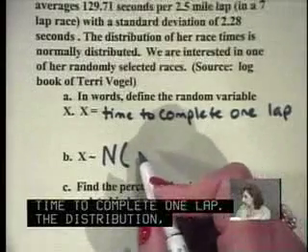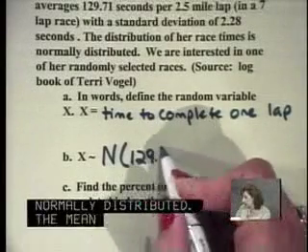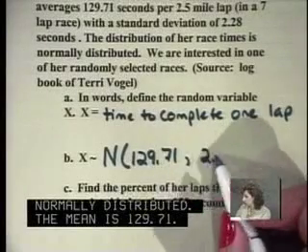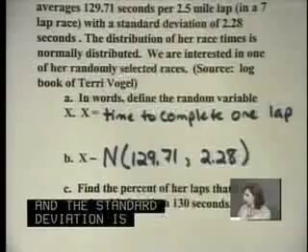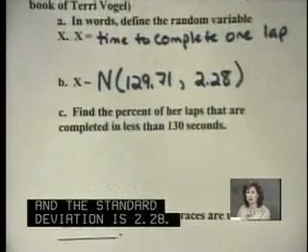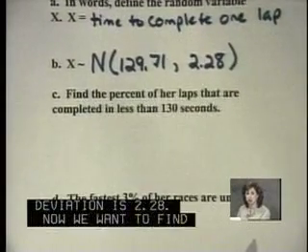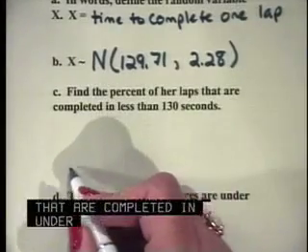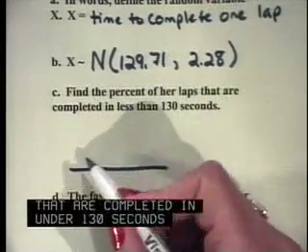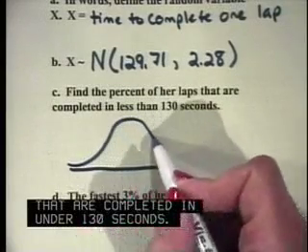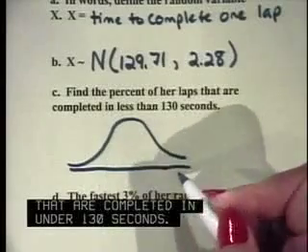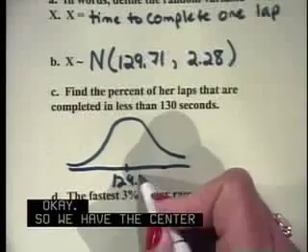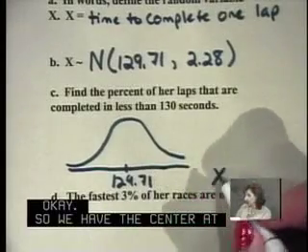The mean is 129.71, and the standard deviation is 2.28. Now we want to find the percentage of her laps that are completed in under 130 seconds. Okay, so we have the center at 129.71. We label this x.